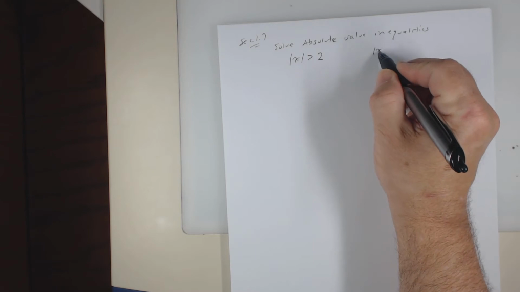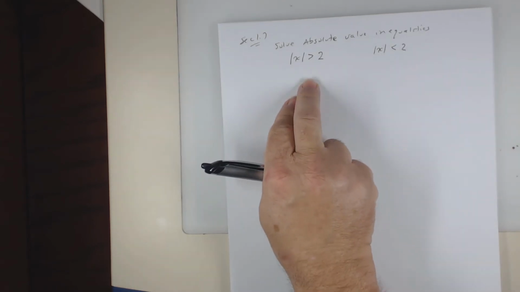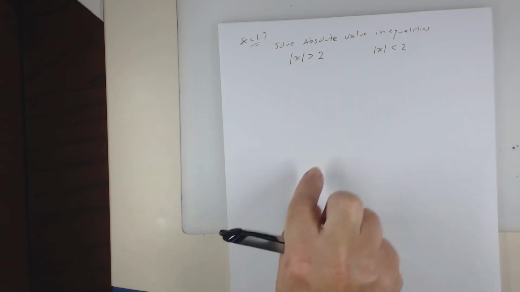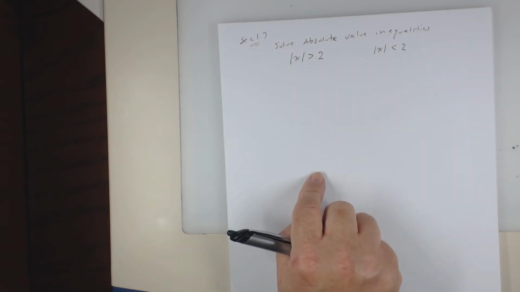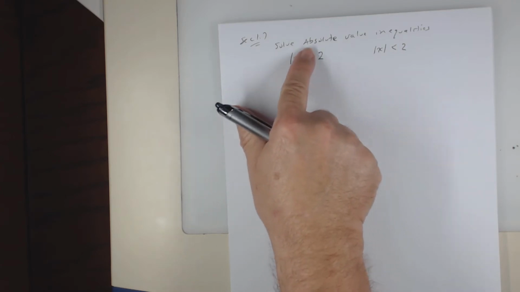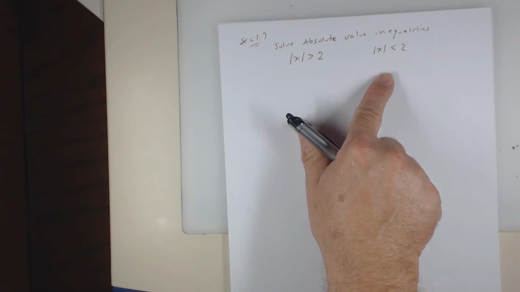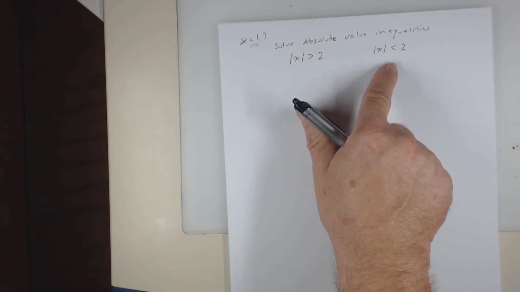Or it could be this: the absolute value of x is less than 2. So you're going to see a greater than, or you're going to see a less than. And each one's different, how you write it. So the absolute value greater than is written differently than the absolute value less than. So let's talk about the absolute value less than first.